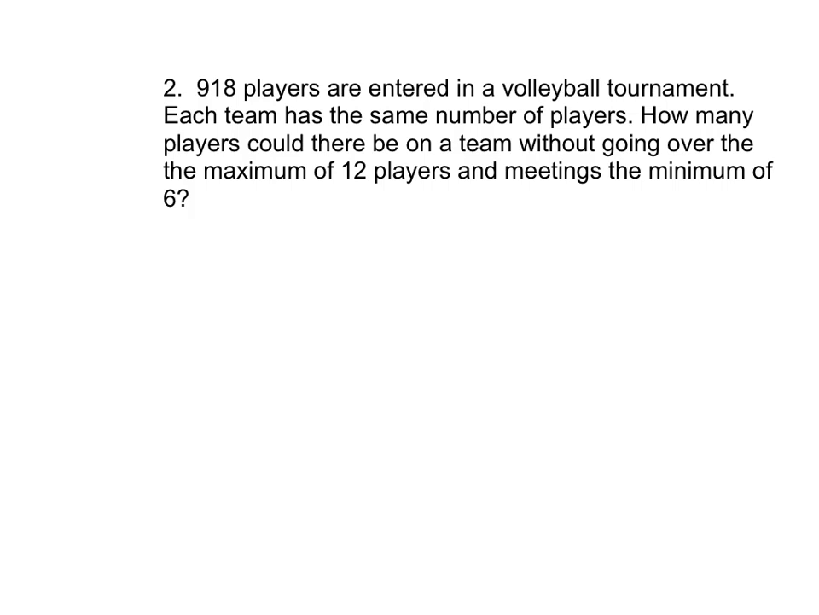Okay, the volleyball question. 918 players are entered in the tournament. Each team has the same number of players. That's really important. So this is equality. How many players could there be on a team without going over the maximum of 12 players per team, as well as meeting the minimum of 6? Sneaky Mr. Langstrat, there's actually 2. The answer is 6 or 9. Okay. Again, I'm going to leave this to you, and you're going to have to work out the answer to it. Next up, question 3, the final question.